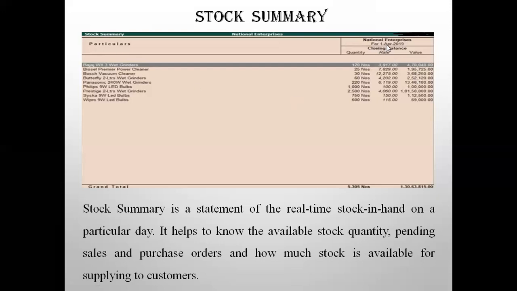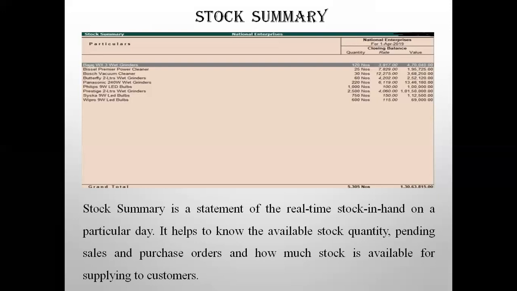This is for 1st April. So in the month of April it is shown stock-wise: 120 numbers of Bajaj wet grinders are sold at this rate, and this is the value. This is the monthly summary. Here if you press enter on this, it will show you more details about it: weekly, how much you sold, how much is in, how much is out. That report will be shown. So you can understand the movement of a particular item for a selected period.